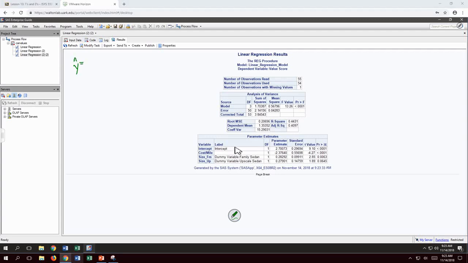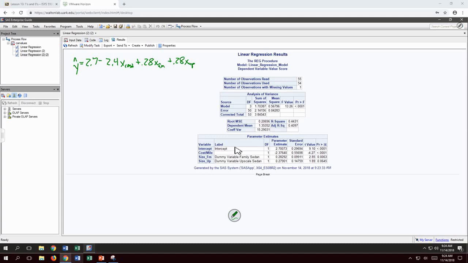Y hat is 2.7 minus 2.4 times X cost plus 0.28 X for the family sedan plus 0.28 X for upscale sedan. So interpretation stays the same, right? When you're talking about multiple regression and interpreting the slopes, you interpret holding everything else constant. If you actually wanted to predict something, you would have to put in a value for cost. But as far as interpreting the individual variable, you say holding cost constant, then family car is going to increase your overall by 0.28.